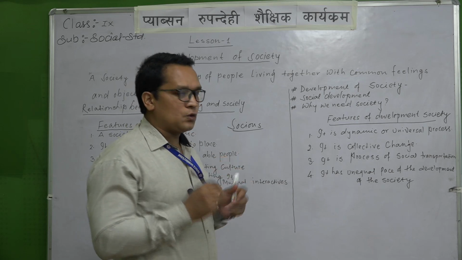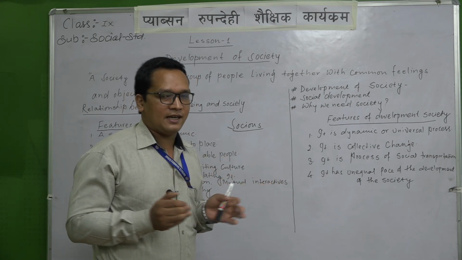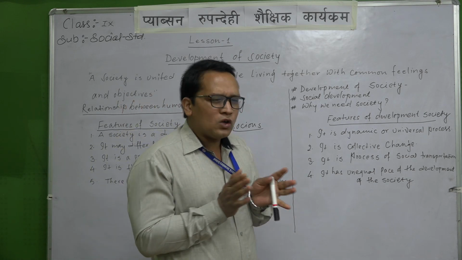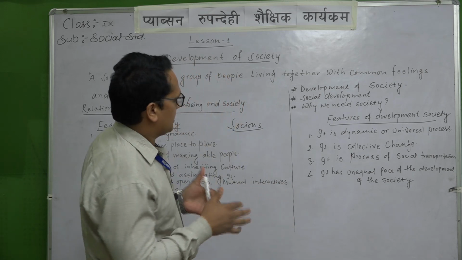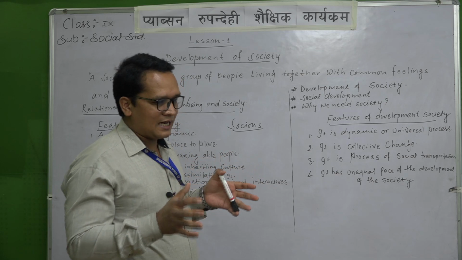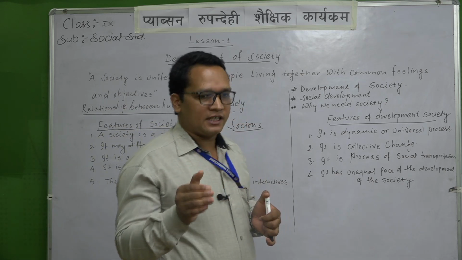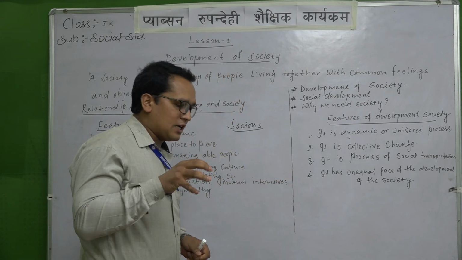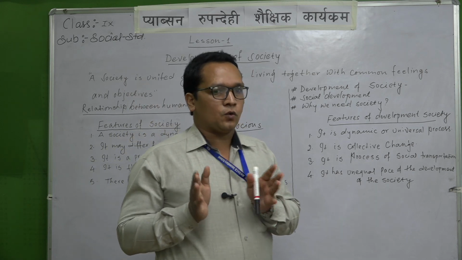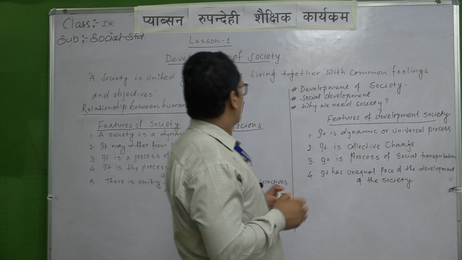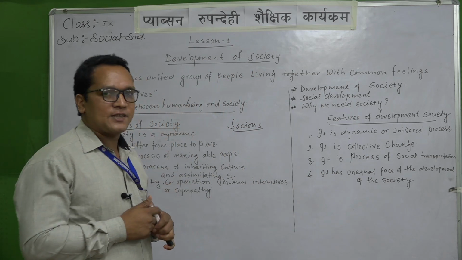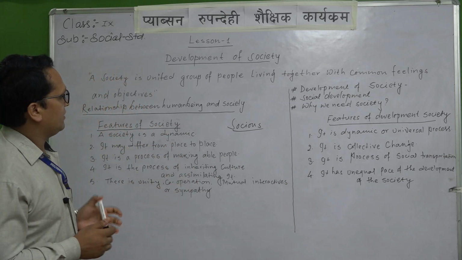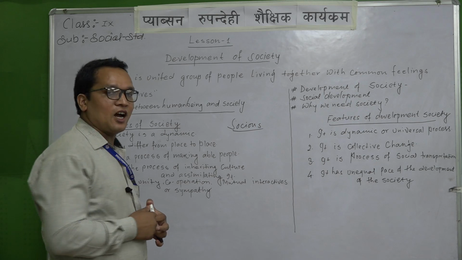Human beings have two types of feeling. One is I feeling and another is we feeling. If there is a feeling about oneself, it is called I feeling, and we have the feeling of all who are in a society, so that is called we feeling. We have common feelings in the society, and we have specific objectives which the members of society have. So by that way the short definition has been formed. I would like to repeat again, students: a society is a united group of people living together with common feelings and objectives.